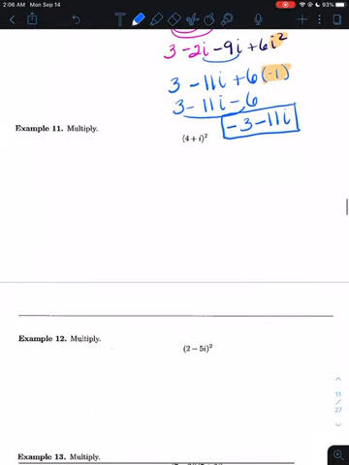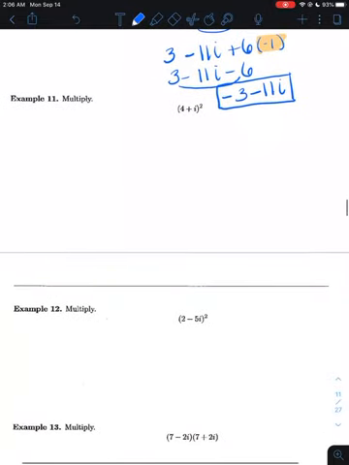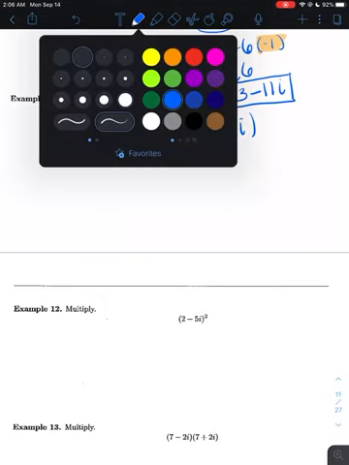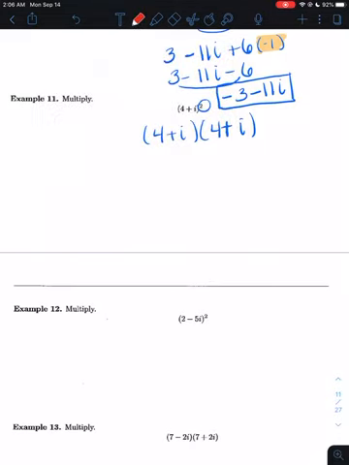All right. Number 11, whenever you see something squared, you want to write it twice. So this is 4 plus i times 4 plus i. So squared, you want to write it twice, and then you do the multiplying. We're using FOIL again, which is the same thing as the distributive property. I'm going to multiply everything in the second parentheses by 4 first. So 4 times 4 is 16. 4 times i is positive 4i.